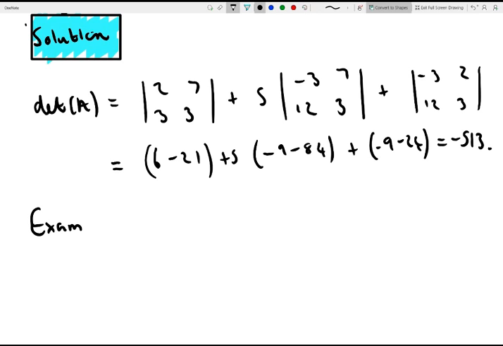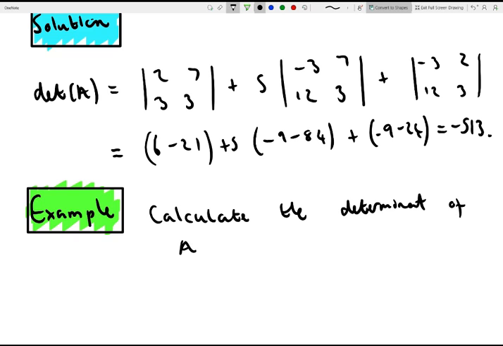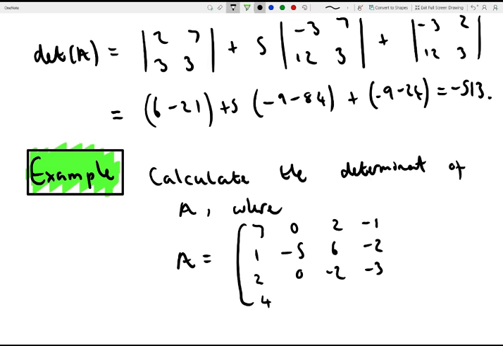This time we can look at a 4 by 4. Again, calculate the determinant of A, where A is the matrix 7, 0, 2, minus 1, 1, minus 5, 6, and minus 2, 2, 0, minus 2, and minus 3, and 4, 0, minus 2, and 0.